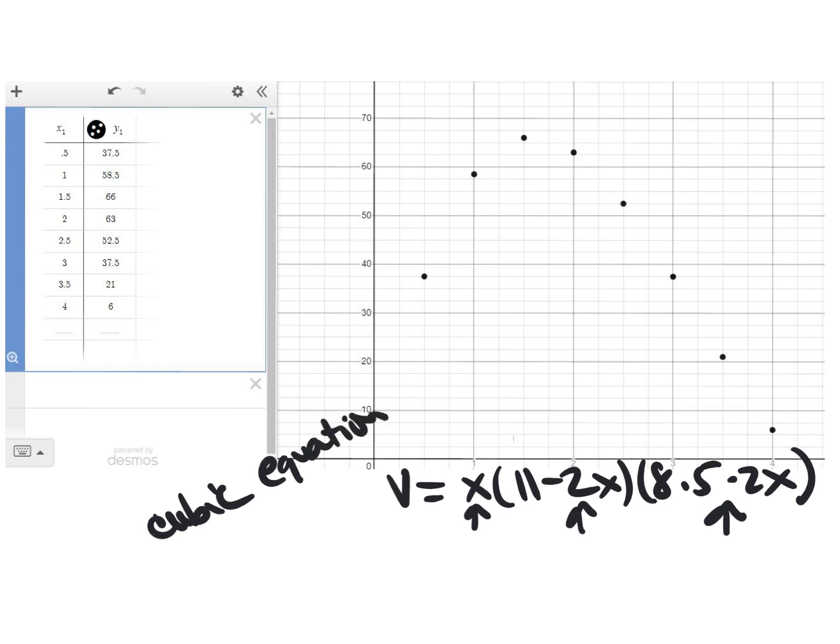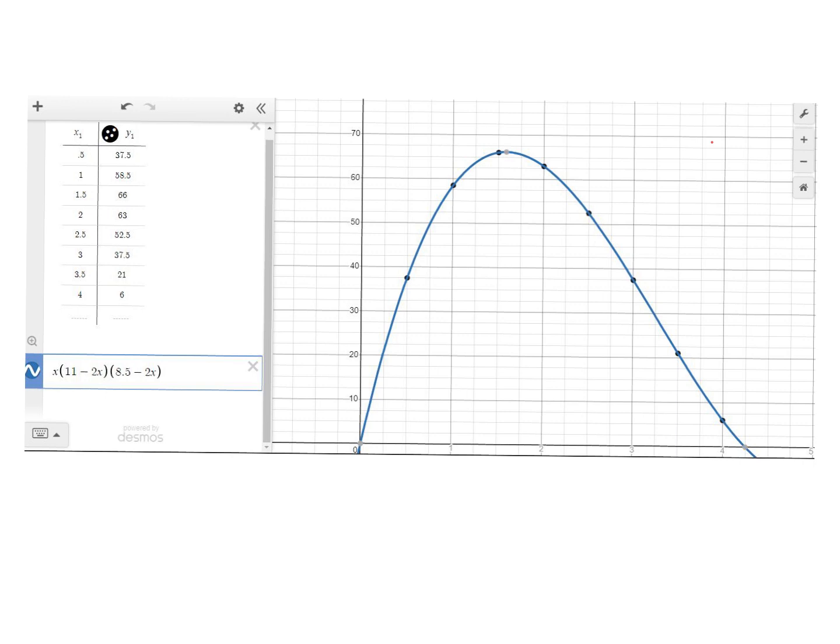And I am going to actually use Desmos to type this in and show you that it models this actual graph. Okay, so what I did was in Desmos, I typed in this equation, so you could go ahead and do that. And it basically went through every single point on our data. And so you can see that this is not a perfectly symmetrical parabola, so it is not a quadratic equation. Plus it has three factors, so it's not a quadratic equation.